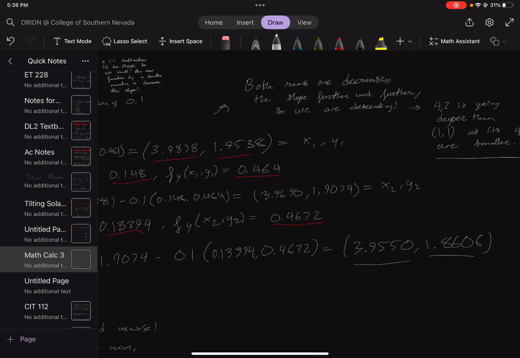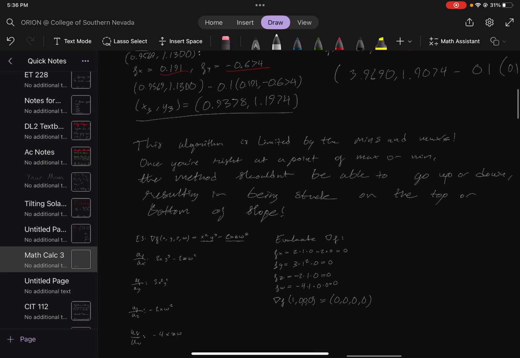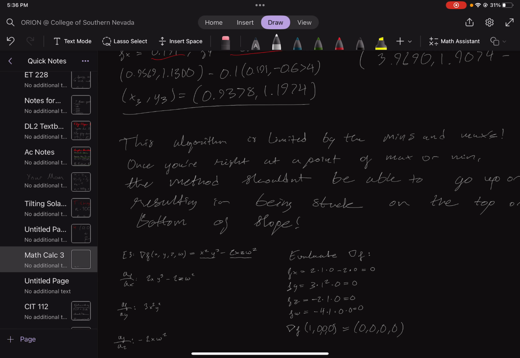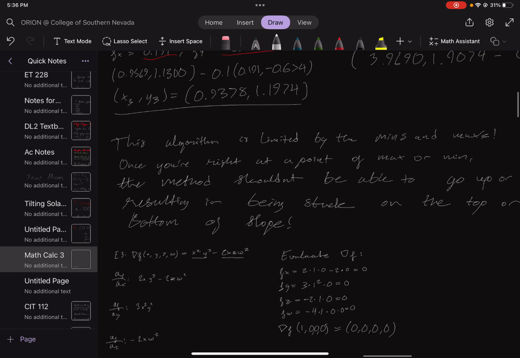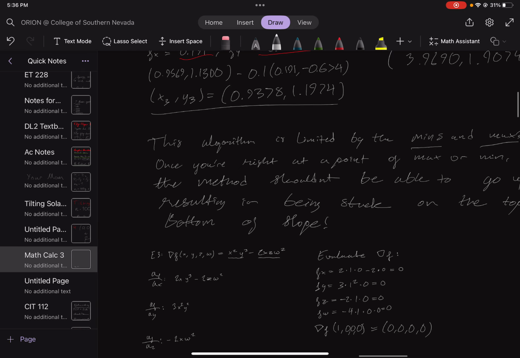And then there's another thing that he wanted to bring up in the project. There are specific points on the surface that cause gradient descent to fail. So he wanted me to think about what it's limited to. So I noticed this thing. I'm going to call it an algorithm because it's basically a set of instructions. That's what an algorithm is. This algorithm is limited by the minimums and the maximums.